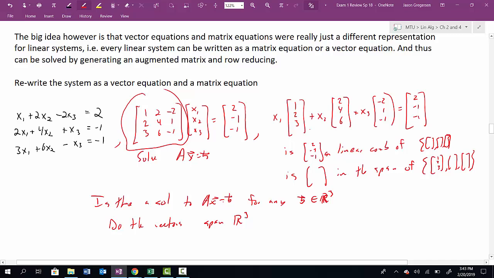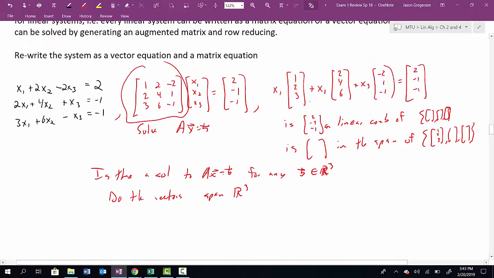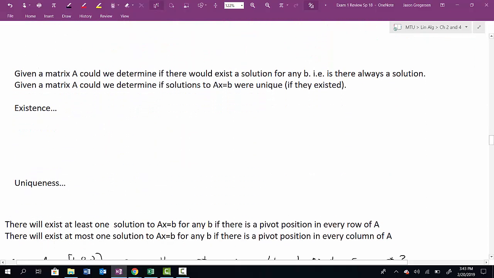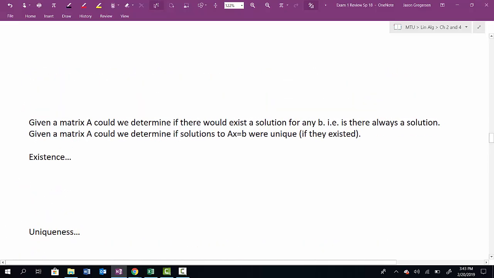So the questions are similar, but they're more general. They say, can we do this for any b that we could possibly put on that right-hand side? Okay? And so this was our idea of existence and uniqueness. So we wanted a way to determine whether a solution always exists, and whether solutions were unique or not. And the idea was we could look at the pivots to determine that.